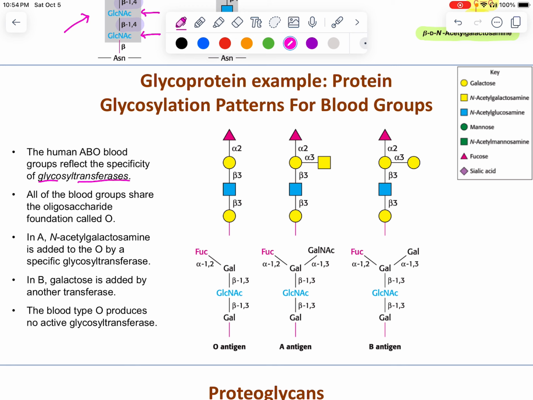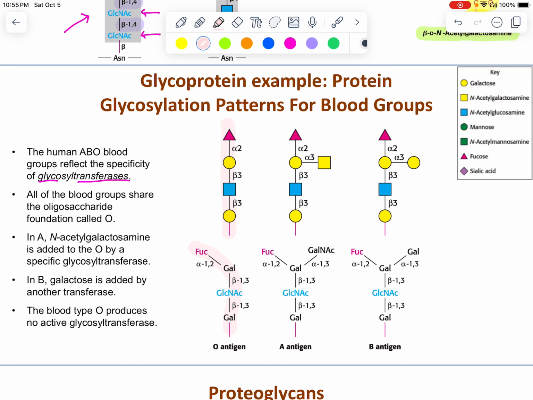So all blood groups share the oligosaccharide foundation of O. So they all share this piece. It's galactose, N-acetylglucosamine, another galactose, and then a fucose. And we can see that we've got our shorthand here. No, you don't have to memorize that.